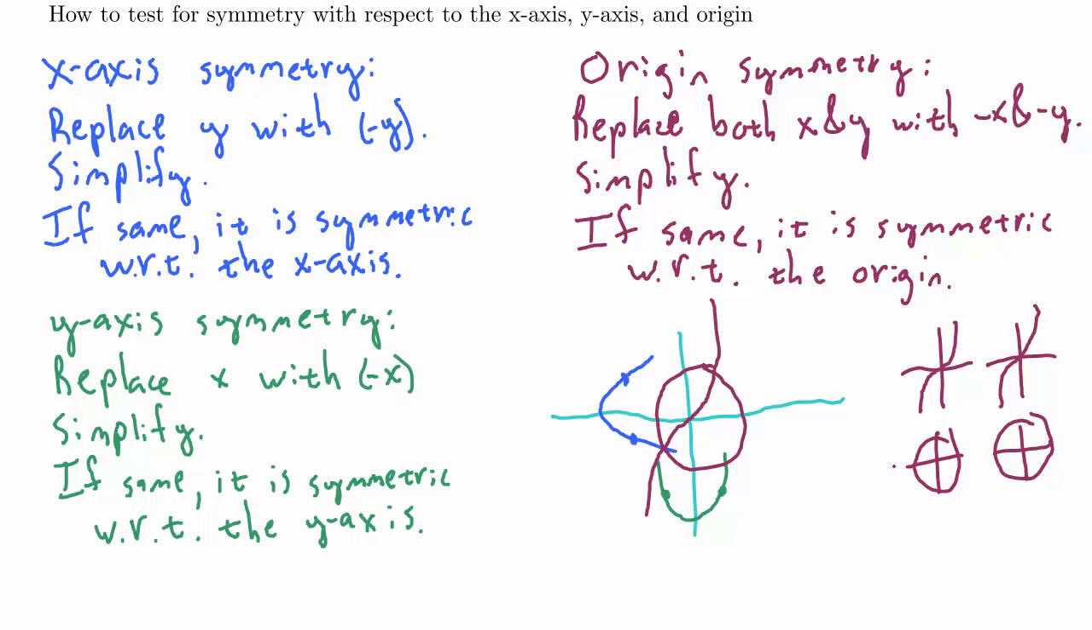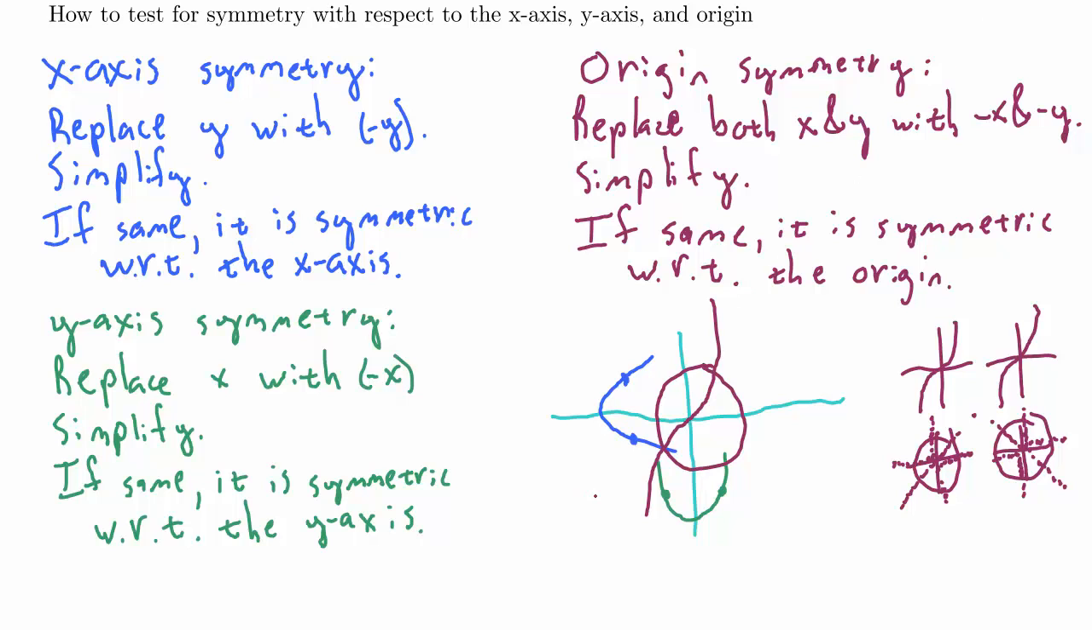Now, another way to see that is this quadrant here should be a reflection of this quadrant here about that line right there. And the same thing, this quadrant here should be the same as this quadrant here, but it's a reflection about that line right there. So that's another way that you can see by not picking up the paper and turning it upside down. So there you go. That's how you can test for origin, x-axis, and y-axis symmetry.